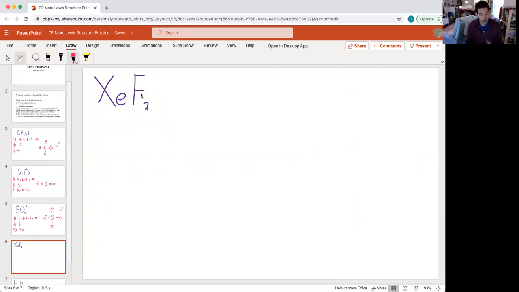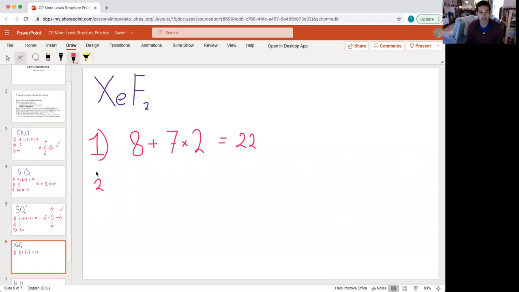XeF2. So you might be thinking, Mr. Lopriano, xenon, noble gas. They're not supposed to bond. They're not supposed to, but fluorine, as the most electronegative element, can make these things happen. All right, so when we go to count our total numbers of electrons, xenon contributes 8 valence electrons, and each fluorine atom contributes 7, and there are 2 atoms of fluorine. So 8 plus 7 times 2, that gives us 22.